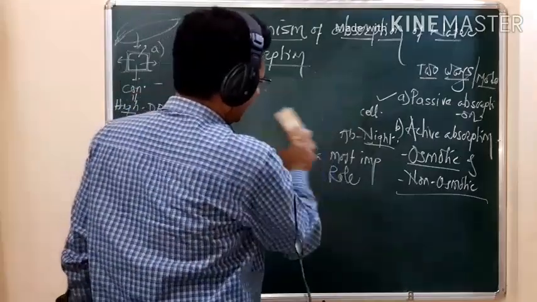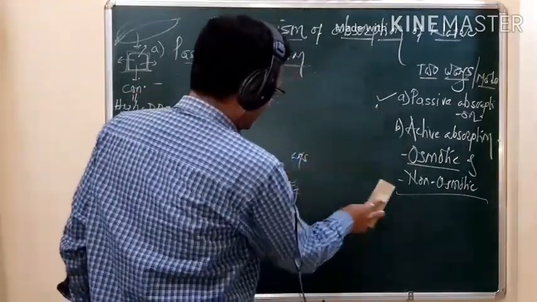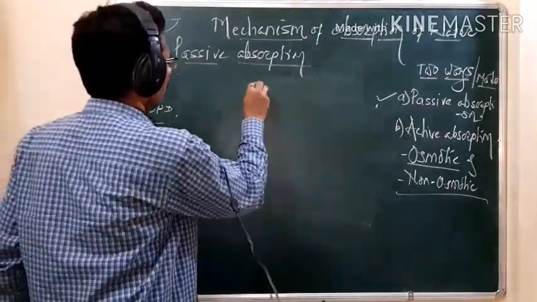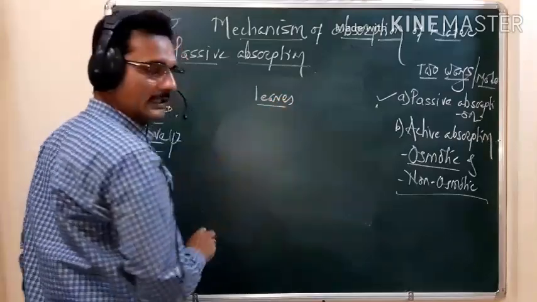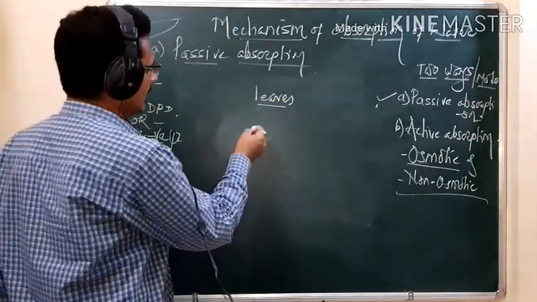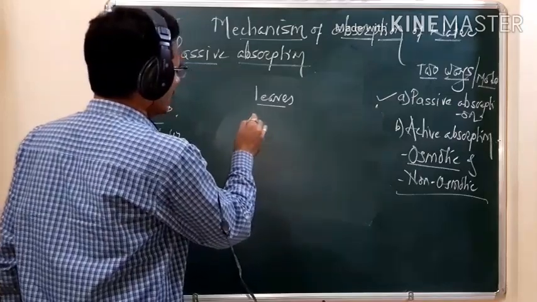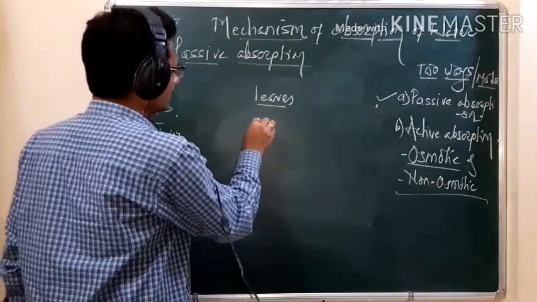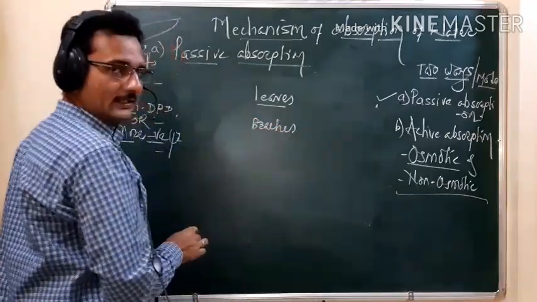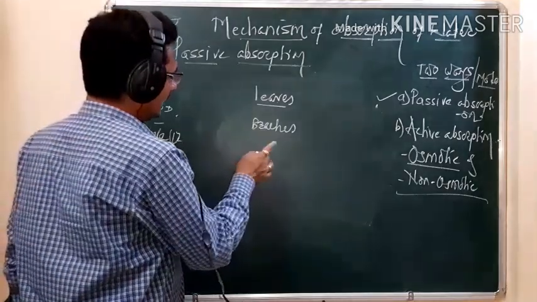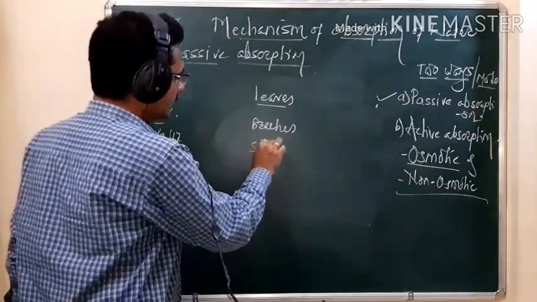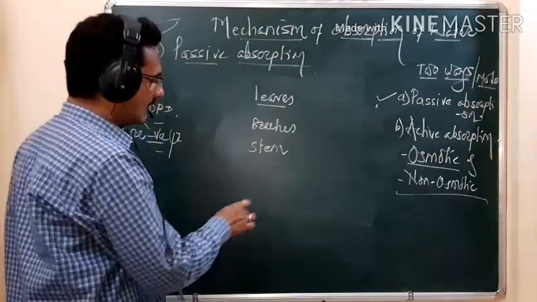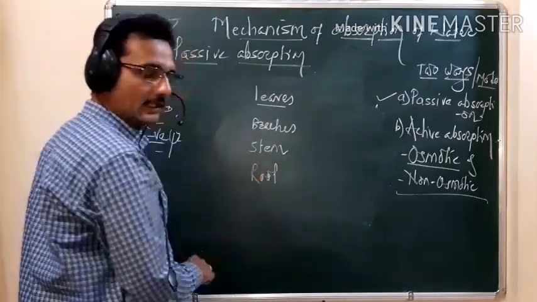For that, we have to consider the different parts of the plant body. Suppose the leaves are present toward the aerial portion. The leaves are attached to the branches, and all the branches are attached to the stem. Then to that stem, what is attached? The root system. The roots are attached to that stem.